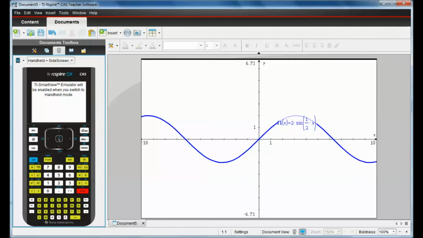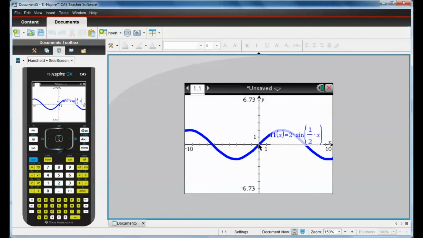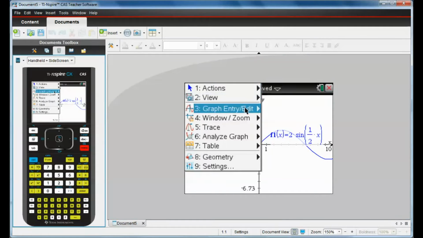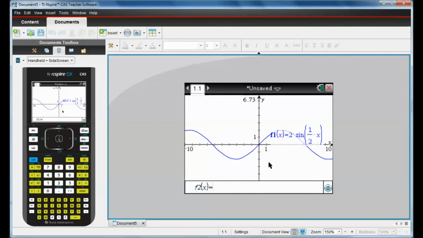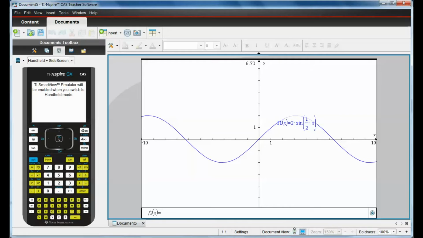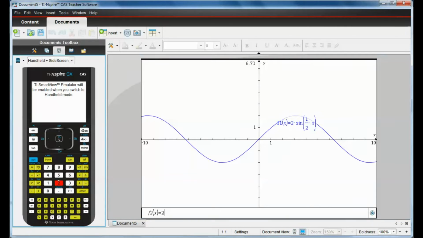Alright, so you can see that graph is stretched out. Can't even really get a good picture of it. Now, on that same graph, I'm going to add what our original problem was, 2 cosecant 1/2 x.